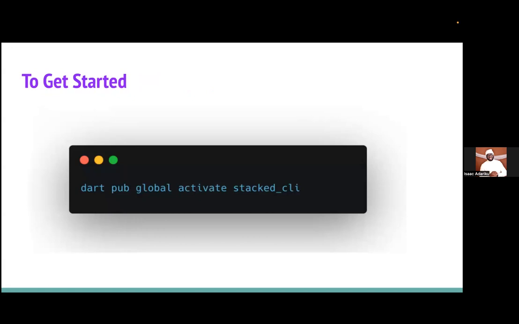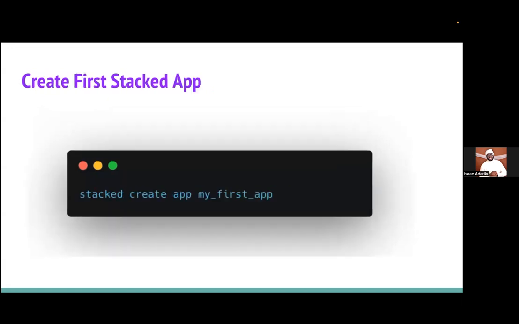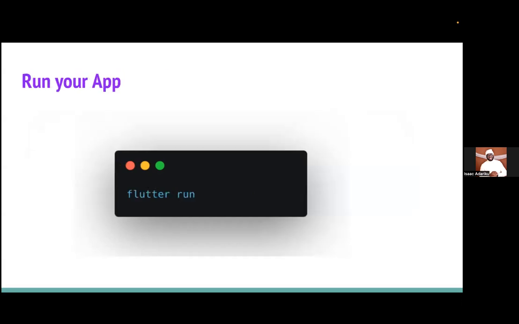So to actually get started, we install Stack globally. For you to do this, you have to ensure that you have Flutter already installed. So if you want to try Stack today as a beginner, you have to install Flutter first before running this command. Next, to create your Stack app, you just write this command, stack create app, then the name of your app. You can add other arguments, maybe the organization or any other argument you feel like. But this will create a Stack template for you. And we can use our favorite command, flutter run, to run the app.